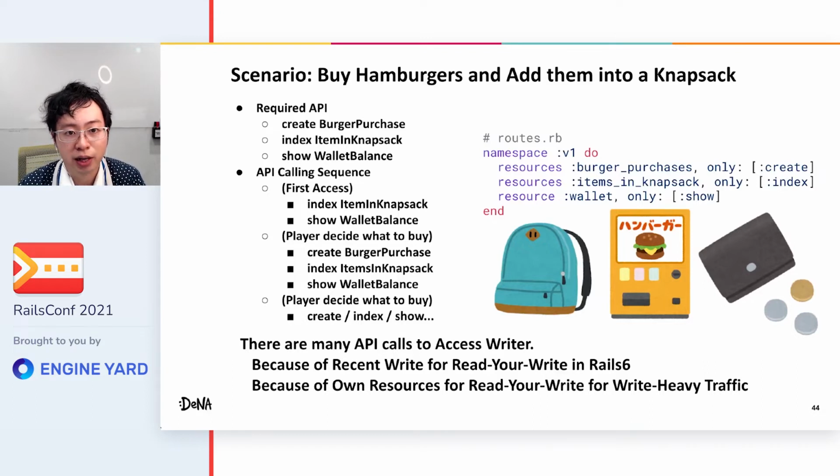Again, the player decides what to buy, and the client calls all the APIs. There are many API calls to access the writer. This write-heavy traffic is because of the recent write for read-your-write in Rails 6 and because of the own resources for read-your-write for write-heavy traffic.